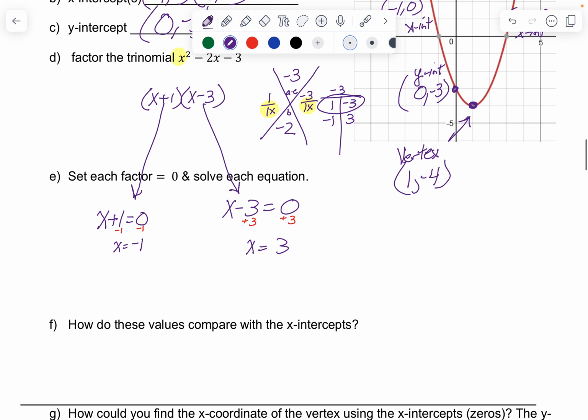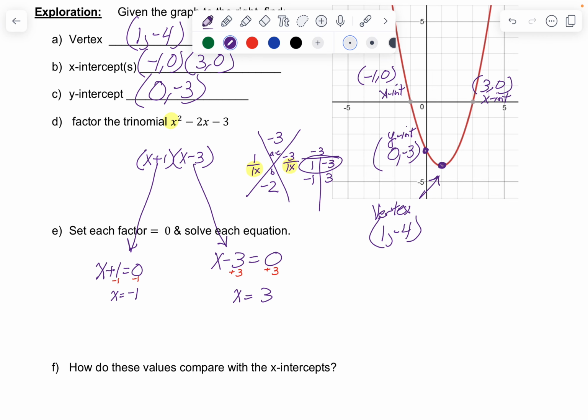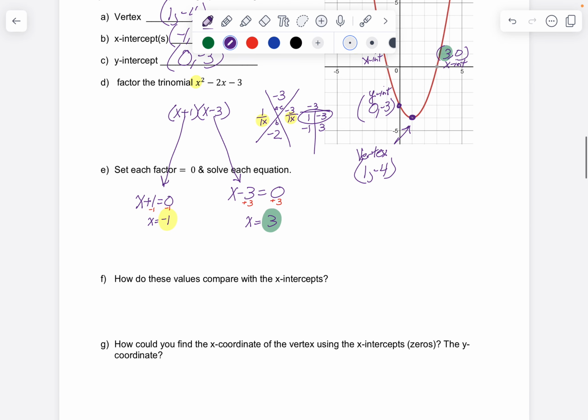What I want you to notice for this next one, it says, how do these values compare with the x-intercepts? Well, earlier we got an x-intercept of -1, and we just got a solution to be -1. Then we got an x-intercept of 3, and our solution was x equals 3. So how do they compare? They're the same. And that's not a coincidence. In order to find the x-intercepts, you need to solve the equation by setting it equal to 0. So we can factor and then set equal to 0.